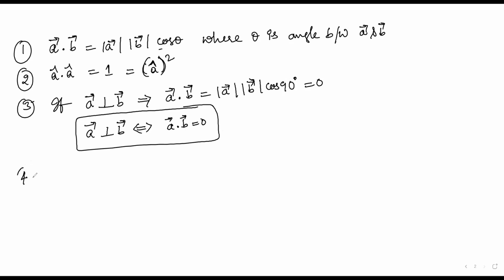Then the fourth: from the first formula, you get cos theta, the angle between two vectors. Cos theta is A dot B by mod A mod B. This is a very important formula, and this is how you define the angle.